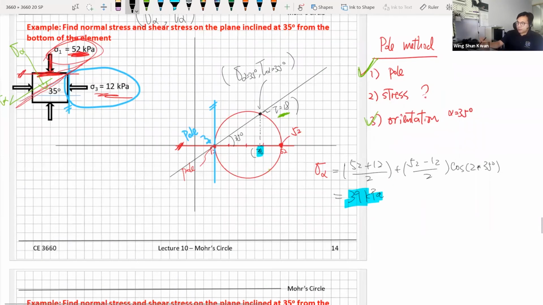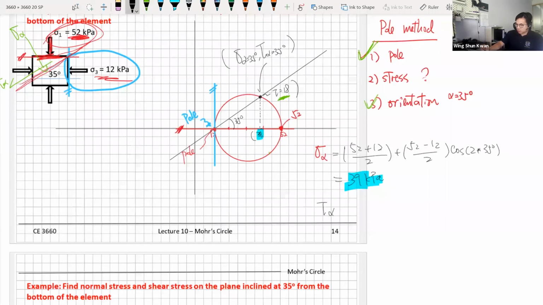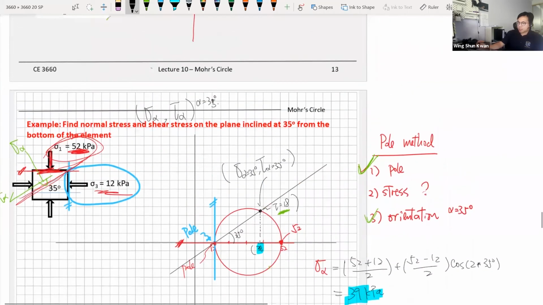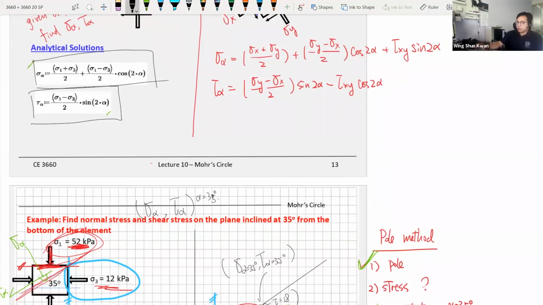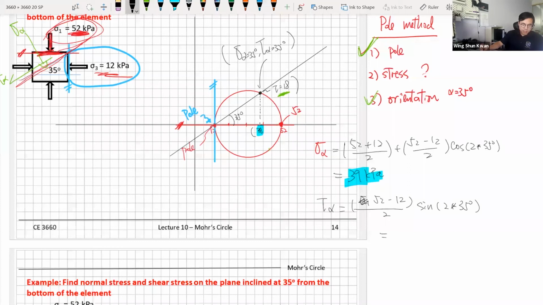The next part is to solve for the shear stress. So tau alpha equals sigma 1, which is 52, minus sigma 3, which is 12, divided by 2 times the sine of 2 alpha. It's exactly the same as this equation right here. If you solve for that, you get an answer of 19 kilopascal. So your analytical answer should be the same as your graphical solutions.